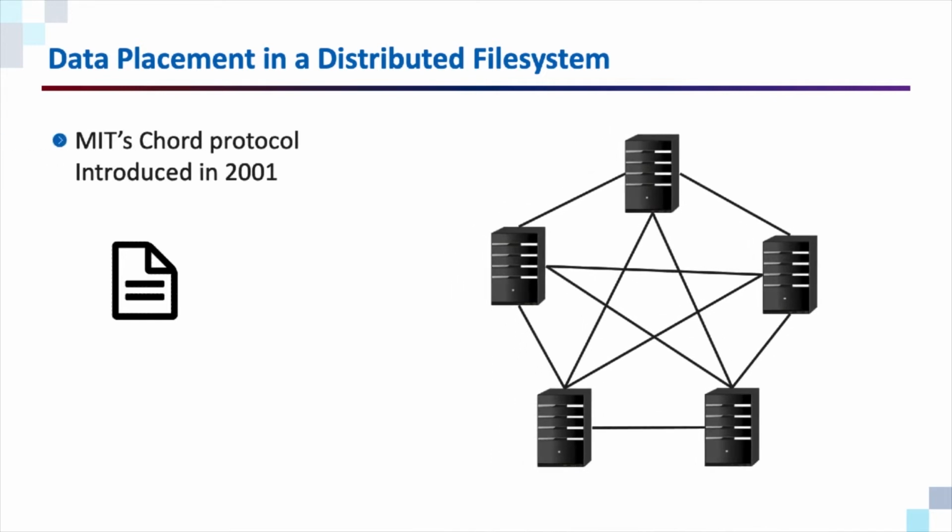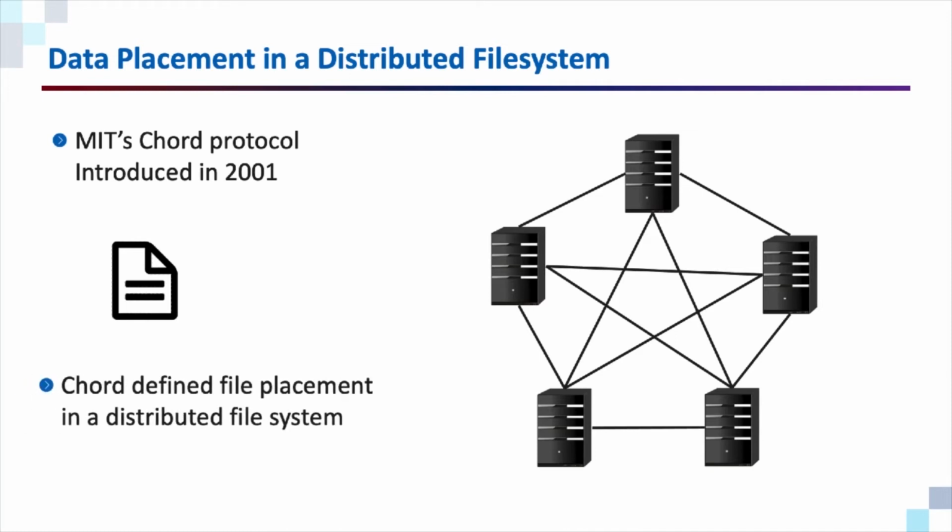So in 2001, some smart people at MIT came up with something called the Chord protocol. And one of the things the Chord protocol did was define an algorithm for how you could evenly distribute data across these multiple file systems and how to get it back when you wanted it back.